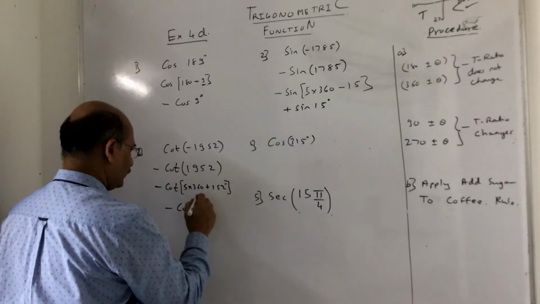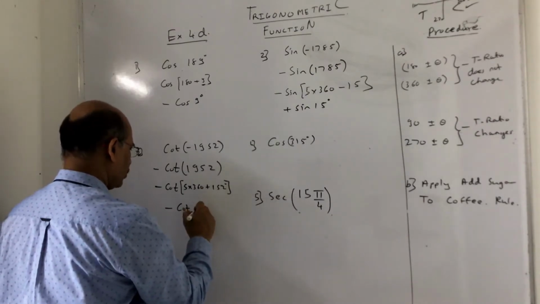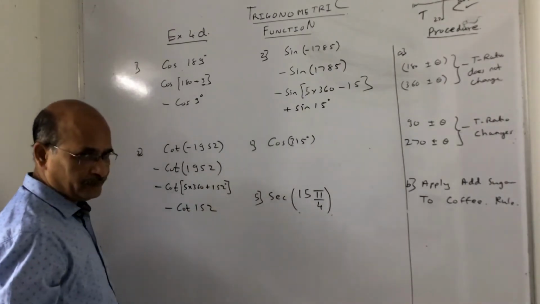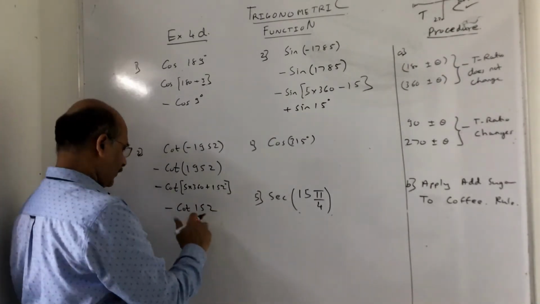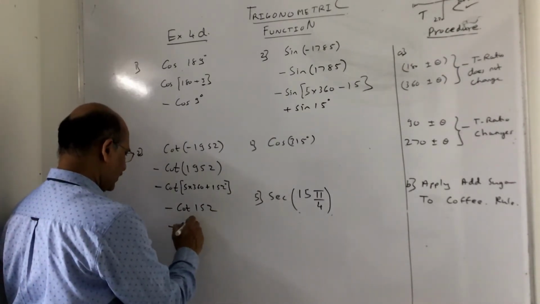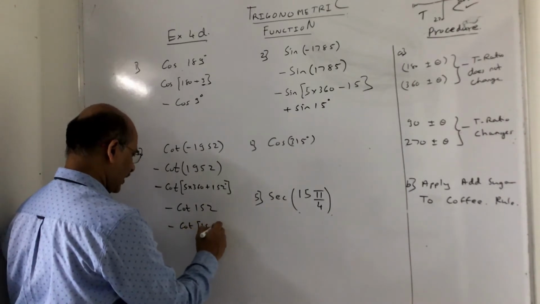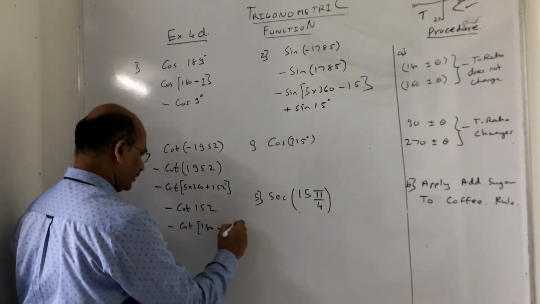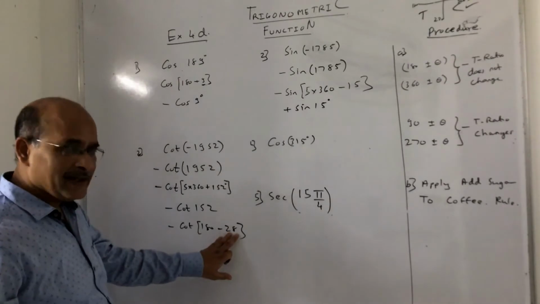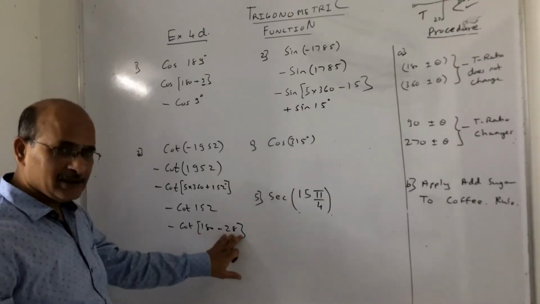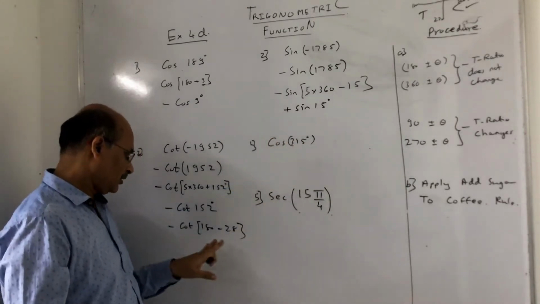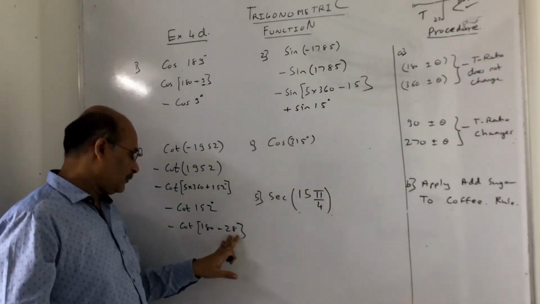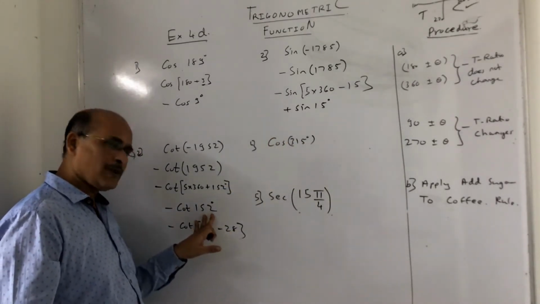So cot of 360 plus theta is first quadrant, so cot of 152. The ratio remains the same. So I can say here minus cot of 152, which is 180 minus 28. Now 180 minus theta. Remember I am not mentioning degree here. In all the cases it is degree only. So 180 minus 28, because 180 minus 28 is 152.